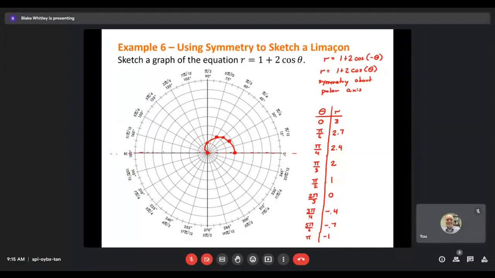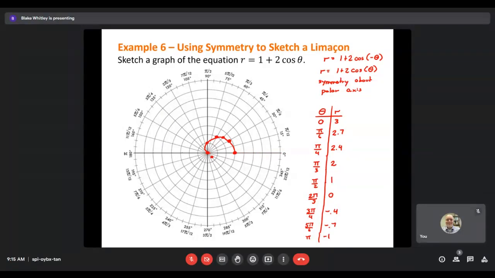Now, 3 pi over 4, -0.4. 3 pi over 4, 0.4 would be along the 3 pi over 4 line, but we have to reflect it. So it's actually going to be along that 7 pi over 4 line now. It's going to be right in here. I'm going to erase my little dots along the axis so we don't get those confused.